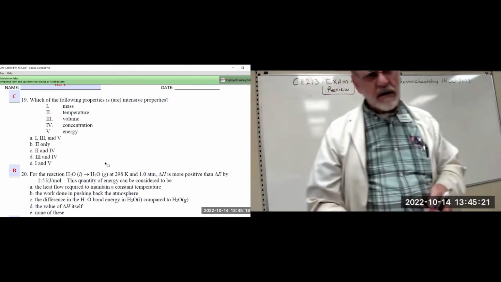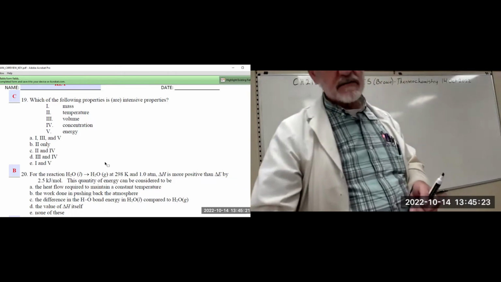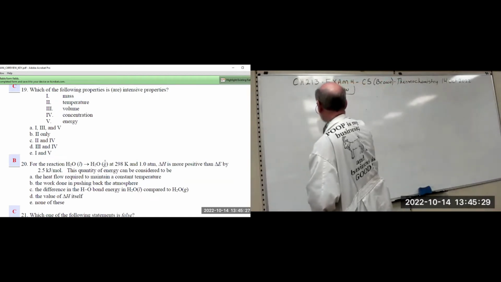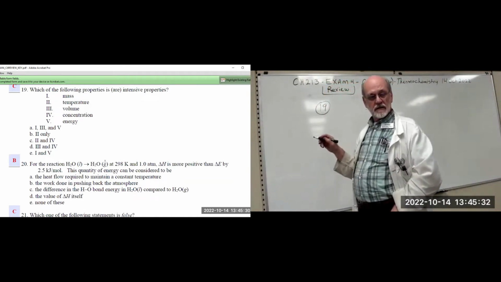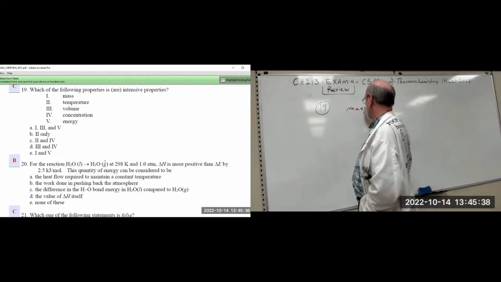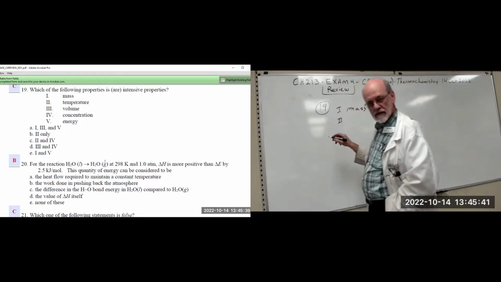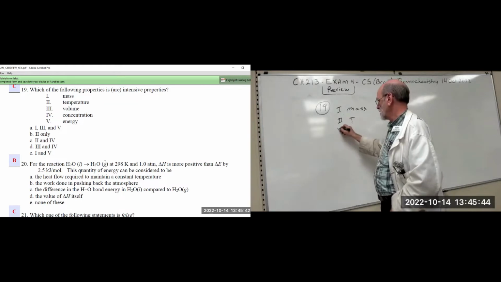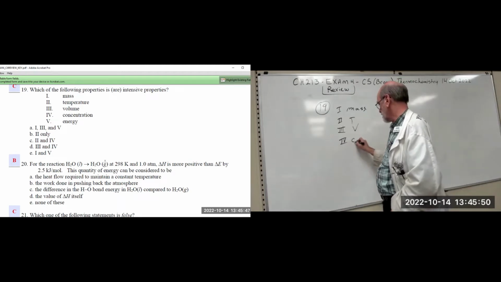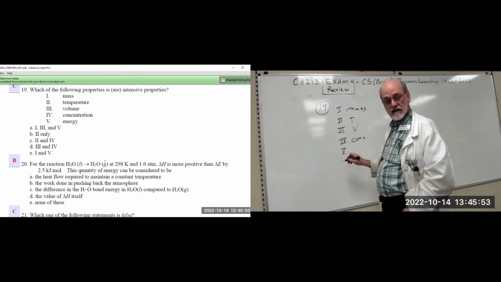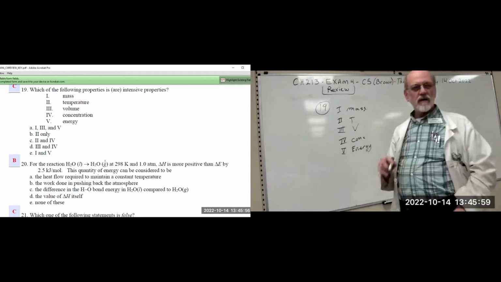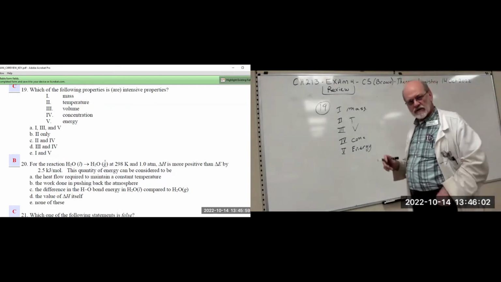19? Yeah, well, this is a good definitional problem. Okay, of these properties, which are intensive properties? Mass, that's 1, 2, mass, temperature, 3, volume, concentration, and energy. Which are intensive properties?